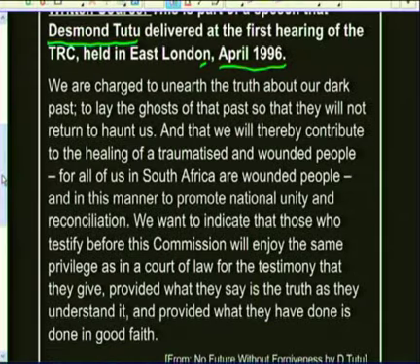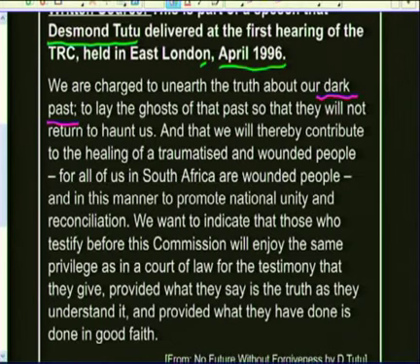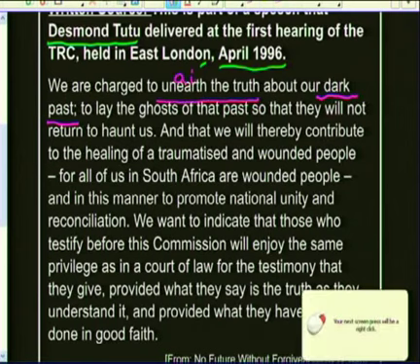Desmond Tutu said, we are charged to unearth the truth about our dark past. Now remember, our main question was, how did the Truth and Reconciliation Commission deal with South Africa's past? Now this source is already telling you that South Africa's past was dark. So as a history student, you should know that Bishop Tutu was referring to apartheid. And then in terms of the aims of the TRC, to unearth the truth. So that would be one aim.